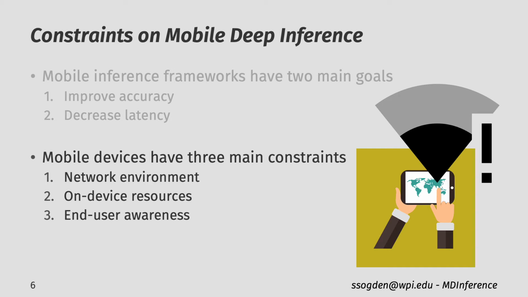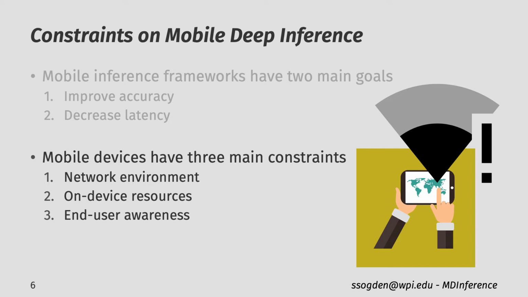Mobile devices have to be just that, mobile, and they need to have a battery that lasts all day. This means that they have less powerful hardware that's geared towards conserving energy. So while we have image classification models that can outperform humans, running them on mobile hardware will have unacceptably high latency. This in turn ties into the final constraint, which is end-user awareness.